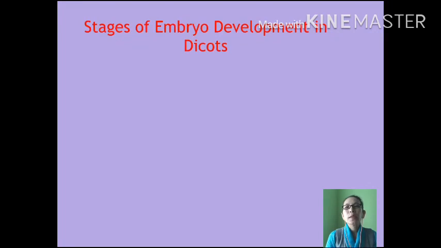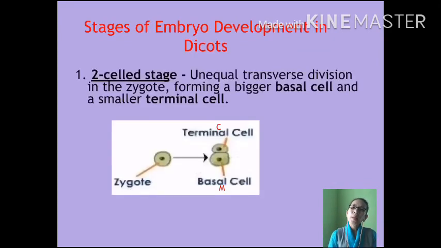Next, let's study the process of embryogenesis, which is the process of formation of a multicellular embryo from a zygote. Let me first discuss the stages of embryo development in dicot plants. In dicot plants, the first stage is called the two-celled stage. During this stage, the zygote divides transversely, resulting in the formation of two unequal cells, which are the smaller terminal cell towards the chalaza and a bigger basal cell towards the micropyle.